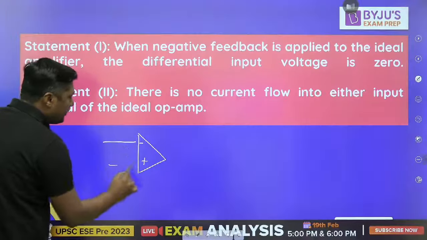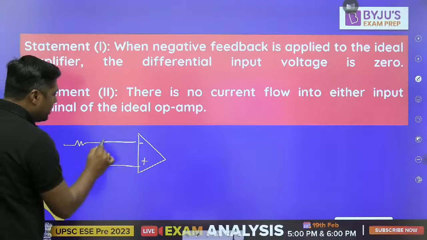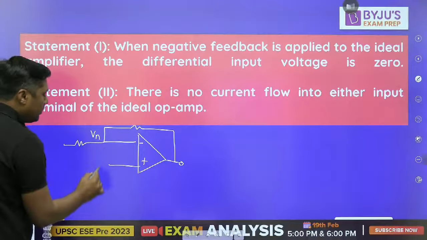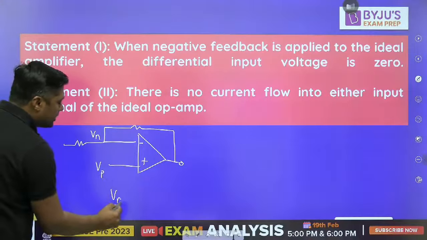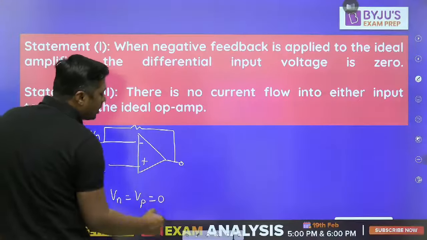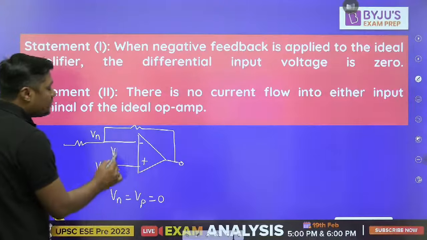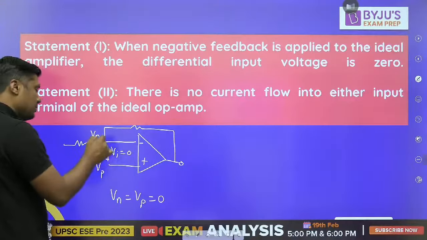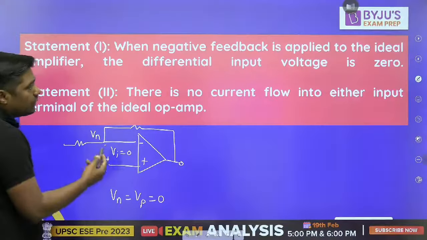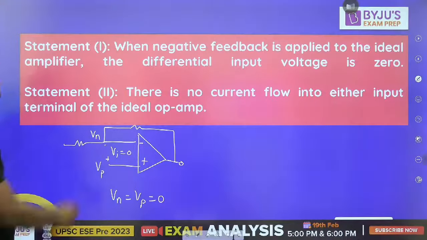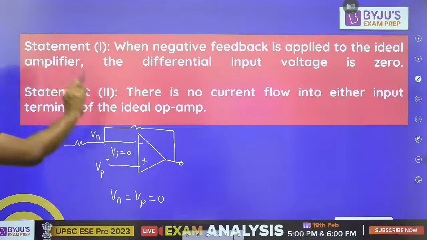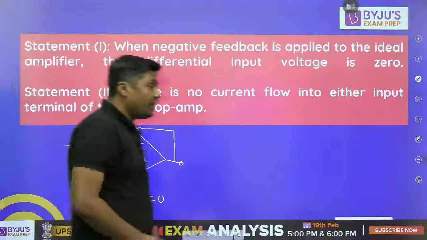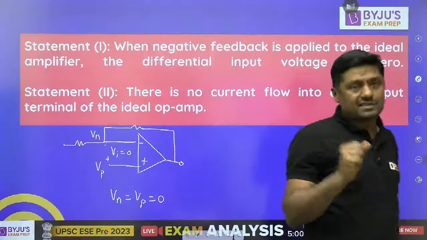There are two terminals, and when we are giving the negative feedback like this, then we are saying that the negative terminal voltage is exactly equal to the positive terminal voltage, and that is the reason why, because the gain is what? Infinite, and what is the Vi required here? 0. What is the potential difference between these two terminals? 0. Virtual short concept is valid. That's why this statement is right. There is no current flow into either input terminal of the ideal operational amplifier. So here conceptual clarity is required.